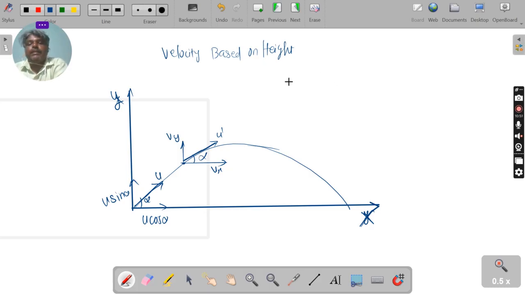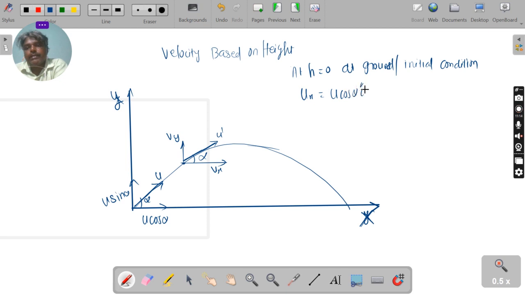We write down theta at h equal to 0, at ground, or initial condition. சரியா? ux is u cos theta i cap, uy is u sin theta j cap. சரியா? So horizontal component acceleration 0, vertical component acceleration g is always constant. So here we derive the equation based on the height.